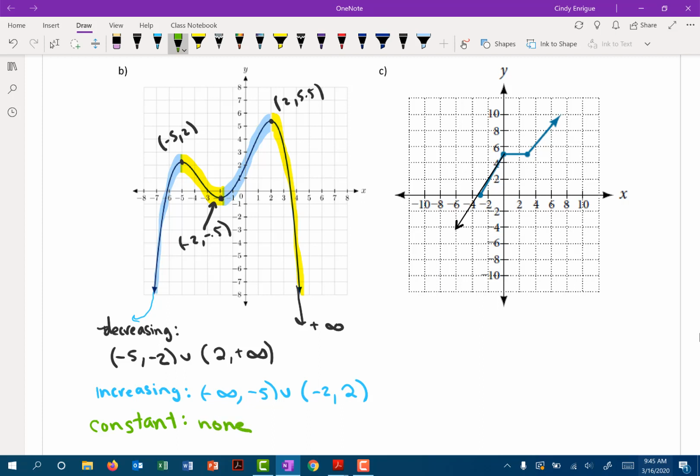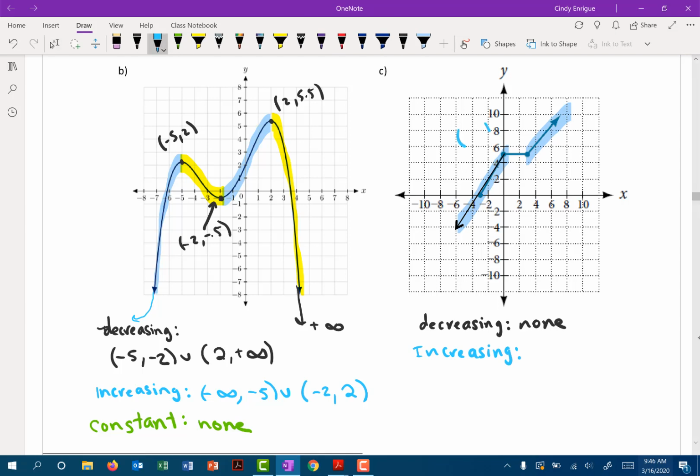Okay. So now looking at part D, we're going to do the exact same thing here. So we know that we want to be looking at our intervals of decreasing. Well, this is a positive slope, constant, positive. So actually, I'm going to say for my decreasing, I have none. Okay. For my increasing, that's here and here. So increasing, I have 2 different intervals.